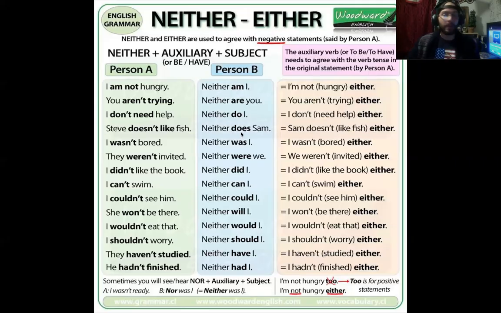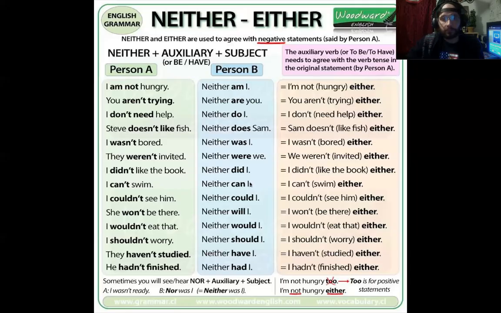Now, that pattern is going to go on for all of the remaining ones underneath here. Look at these bottom ones. He hadn't finished. Neither had I. Okay, so it's agreeing with a negative statement said by person A. So you can review those, but you'll see that all of these, the pattern stays the same. I shouldn't worry. Neither should I.